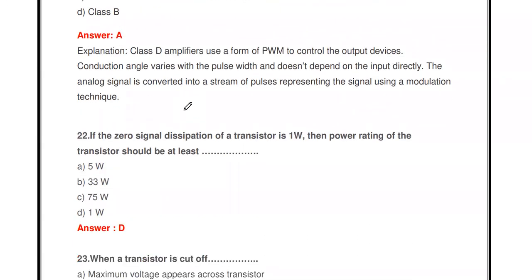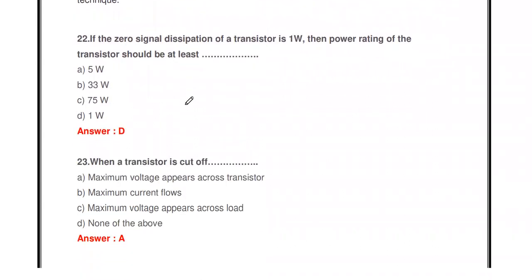The next question: if the zero signal dissipation of a transistor is 1 watt, the power rating of the transistor should be at least dash. The zero signal dissipation of the particular transistor is 1 watt, which means the power rating of the transistor should be at least 1 watt.